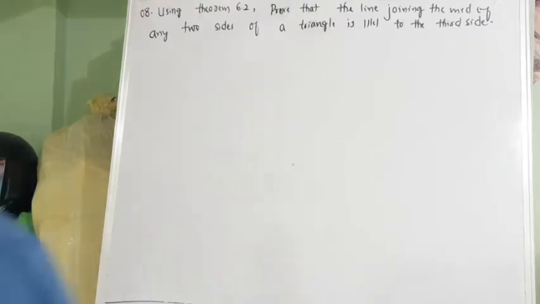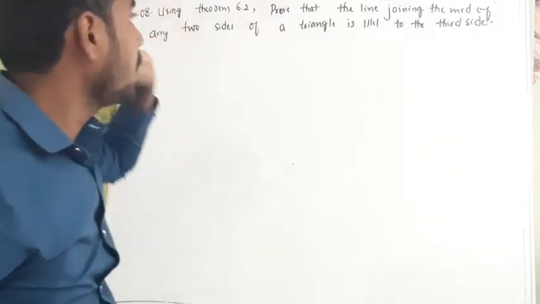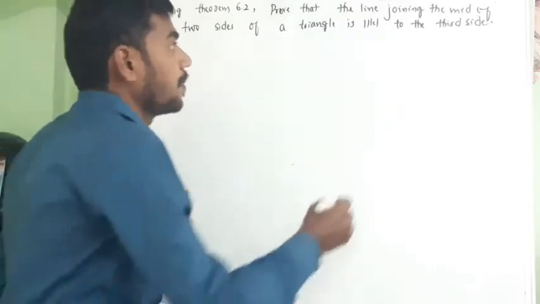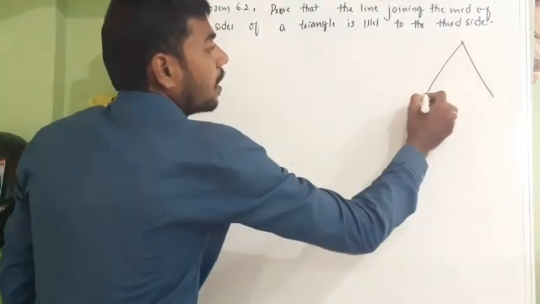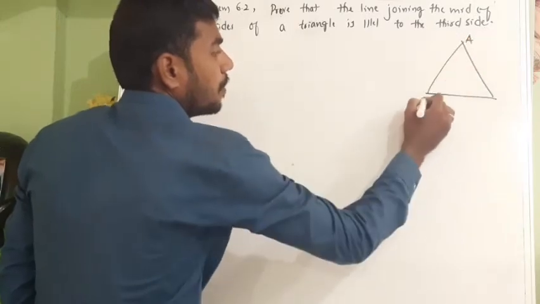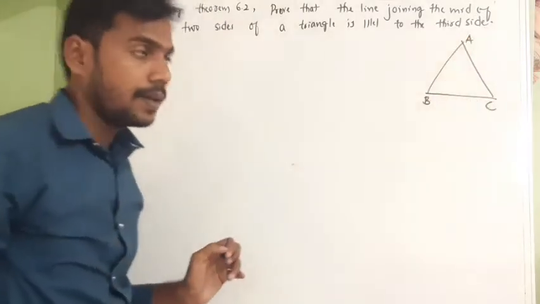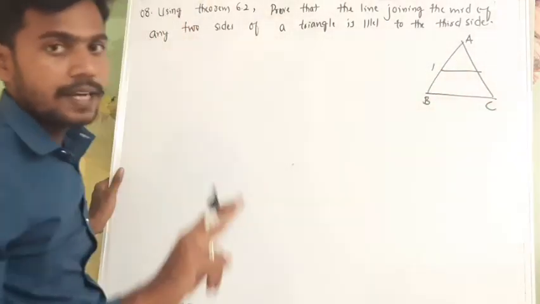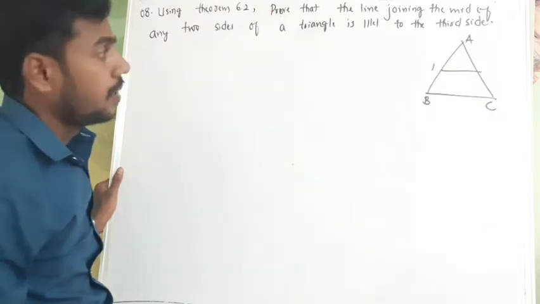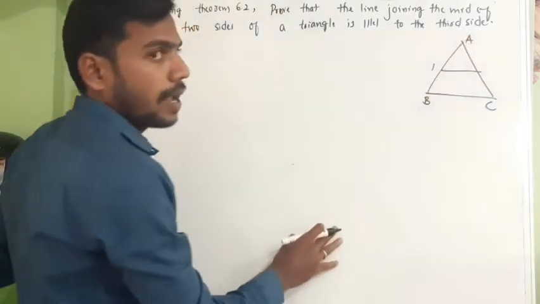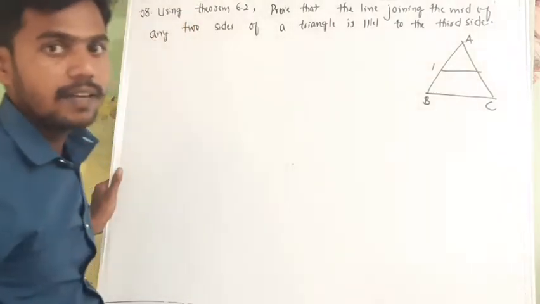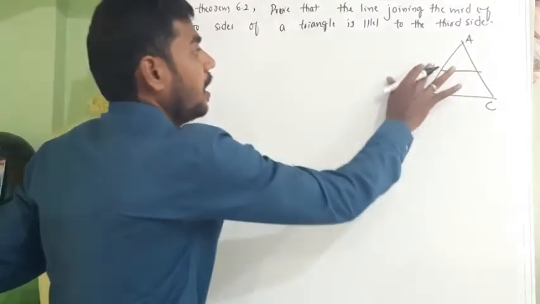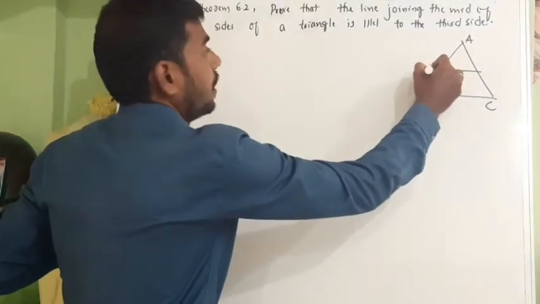Eighth question: using theorem 6.2, prove that the line joining the midpoints of any two sides of a triangle is parallel to the third side. So what is the 6.2 theorem? That is the converse of the basic proportionality theorem. What does it state? If a line joining two sides of a triangle divides the two sides in the same ratio, then that particular line will be parallel to the third side. So that only we make use of DE.